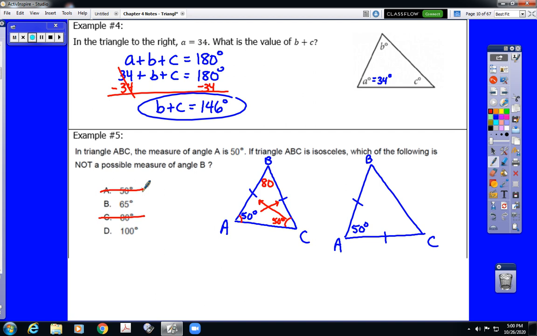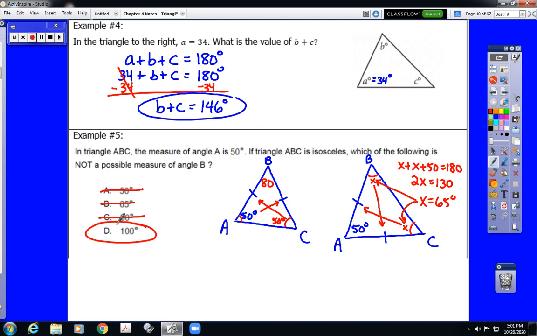Now, in the other picture here, you'll notice that the angles that are congruent are actually not the 50-degree angle. They're the other two angles. Well, in that case, if we call those x, then 2x plus 50 would be 180, meaning that 2x would equal 130, and x would be 65 degrees, which means that these two angles would each be 65 degrees, that one and that one. Meaning that 65 degrees is also a possibility, leaving 100 degrees as the only possible angle that it could not be.